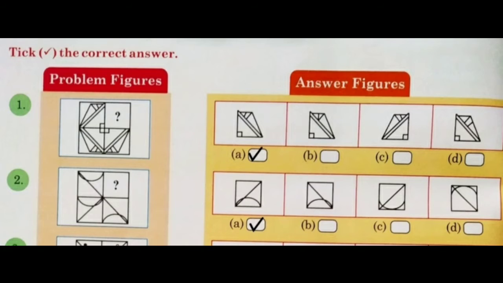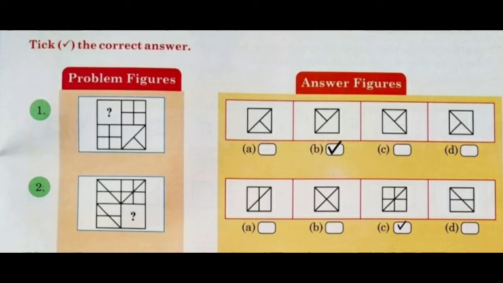But if we put option B, C and D, then we can observe all those options are wrong for question number 2. So only option A is right for question number 2. Let's see some more questions.